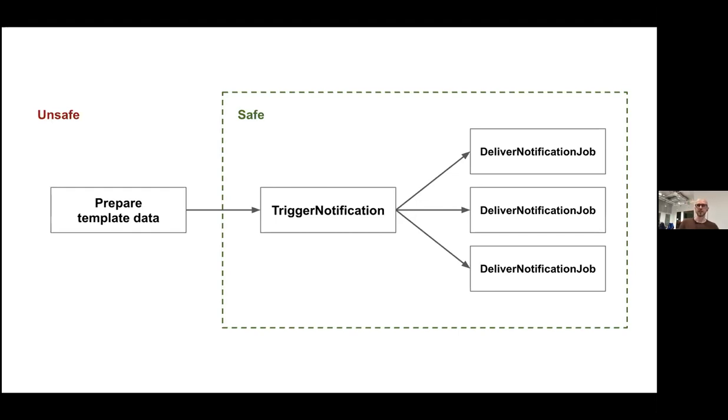So another way to visualize it is like this. We started out with our notification system in the green rectangle, which is known to be safe. There can't be any errors in trigger notification. And if there are errors in deliver notification job, then that's fine. It can just retry itself until it eventually fails permanently. But it turned out there was this hidden step where we prepare the template data that is not safe. And it will cause exactly the kind of failure that we try to avoid. And that kind of failure did happen once or twice. So I decided to try to fix that.